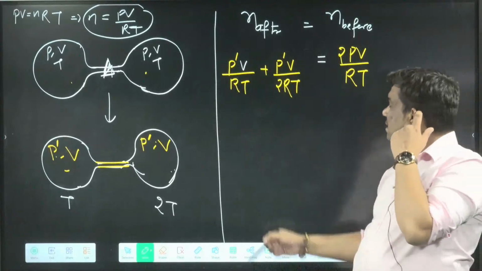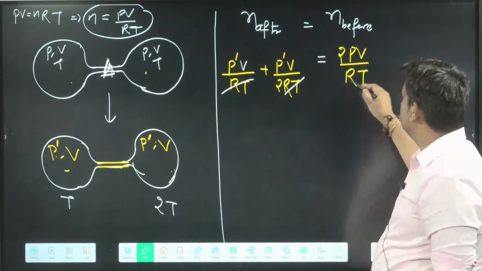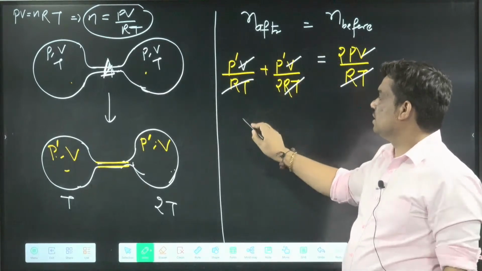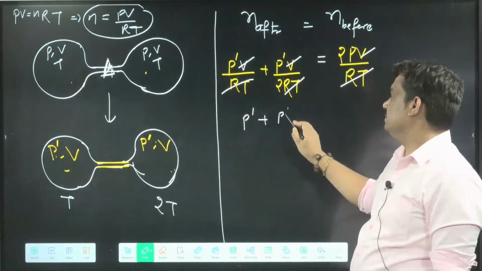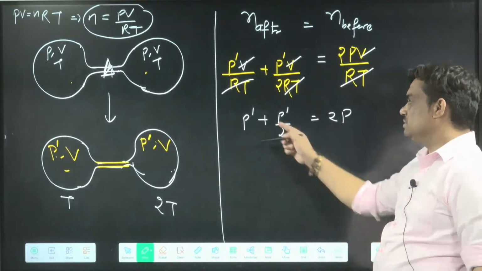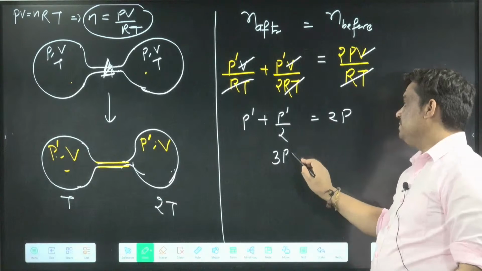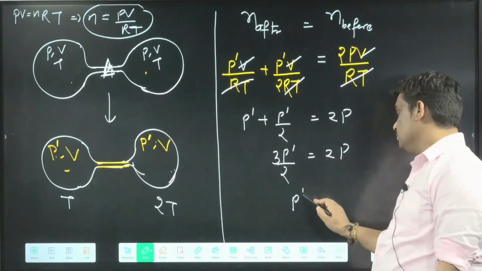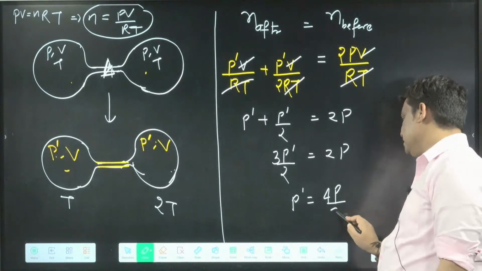So now we can write here RT will be cancelled, and then V also will be cancelled. That becomes your answer. So P dash plus P dash by 2 equal to 2P. P dash plus P dash by 2 is how much? Your 3P dash by 2 equal to 2P. We need to find the final pressure P dash. So P dash becomes 4P by 3.